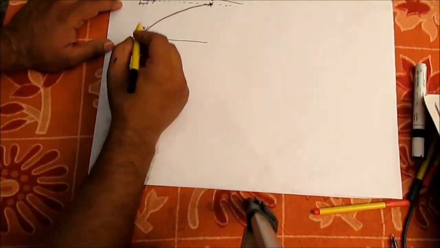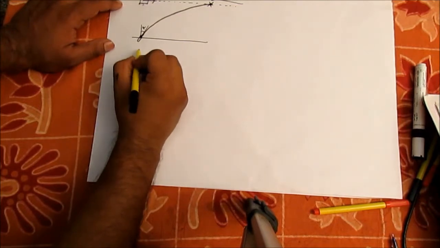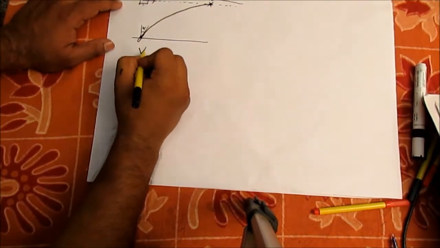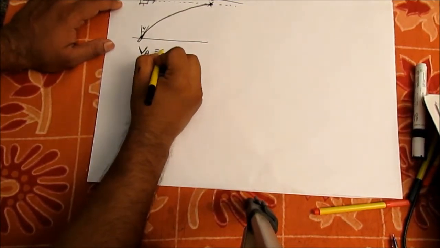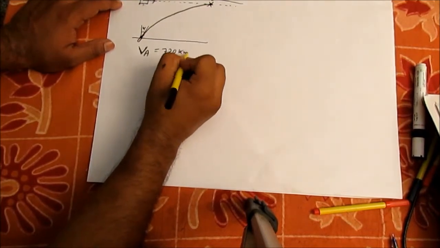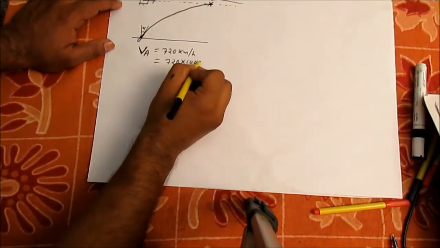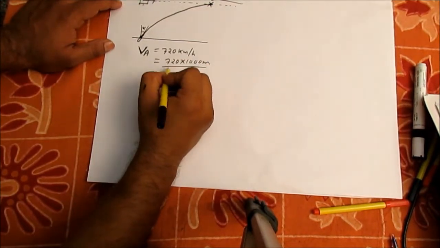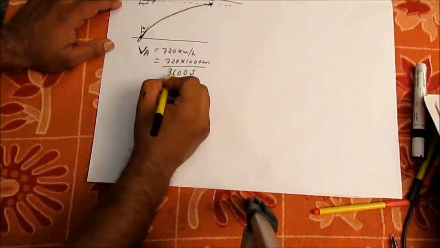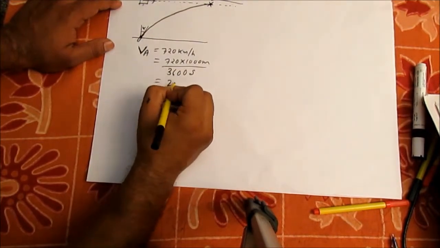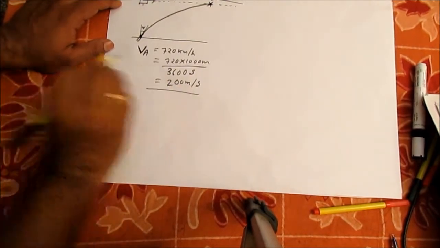So let's first convert this speed of 720 kilometer per hour into meter per second. We have the speed of aircraft, I will write as VA, A for aircraft, which is 720 kilometer per hour, same as 720 into 1000 meter divided by 3600 second, which is equal to 200 meter per second. Okay, so VA is given as 200 meter per second.